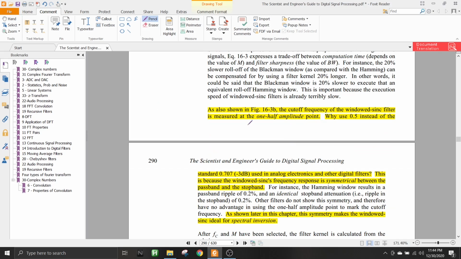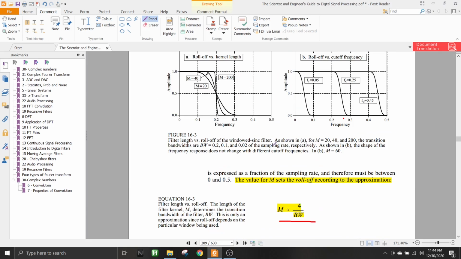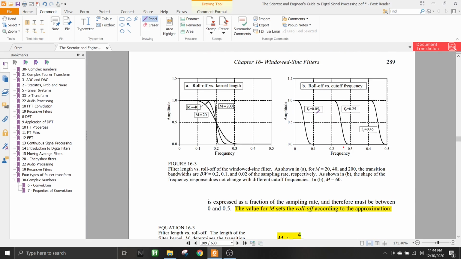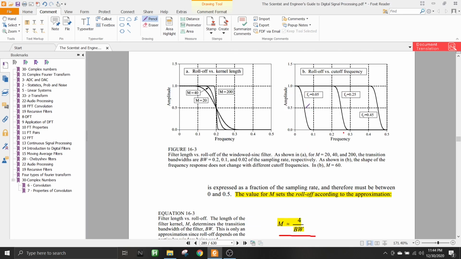Now let us move on to 16.3b. The cutoff frequency of the windowed-sinc filter is measured at the one-half amplitude point. So here FC is determined at 0.5 of the amplitude. This location is the cutoff frequency, so 0.05 is coming from here. The cutoff frequency is that frequency at which we consider the response to be changing state from 1 to 0.